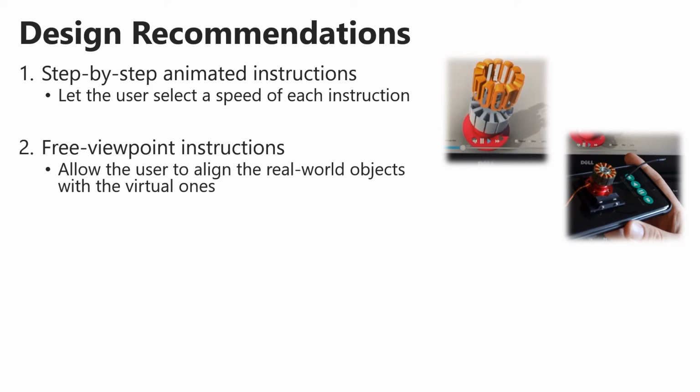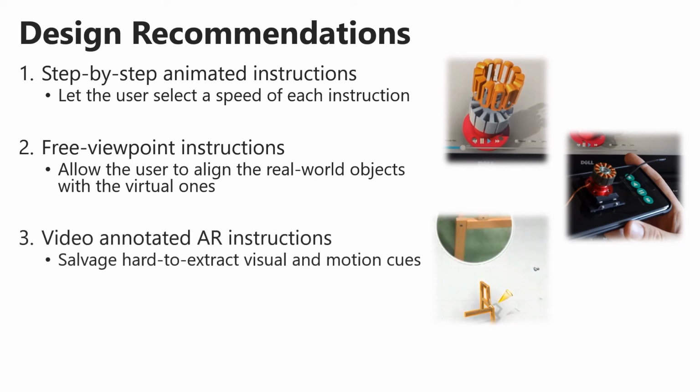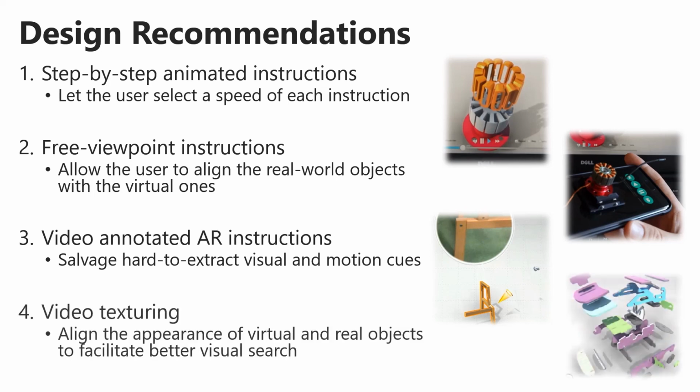Second, another key is to allow users to control the viewpoint to align the visuals of real-world object with ones in the augmented reality mirror. Third, even for thin and non-rigid objects, which are hard to detect with computer vision algorithms, we can still use video label to salvage the information. And finally, fetching visual information directly from input videos can align the visuals of real-world object and virtual ones, and this facilitates better visual search.